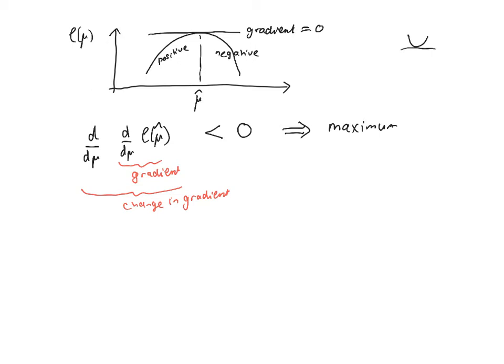Now, change in the gradient sometimes is written as d2 by d mu squared. So what we have there is d2 by d mu squared, L of mu evaluated at mu hat. So therefore, our next task is going to be to work out d2 by d mu squared of L at mu hat. So we do that on the next page.